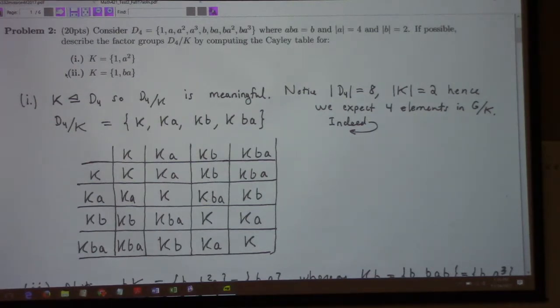Number 2. You can interrupt if you have questions at any point, okay? Otherwise, I will just forge ahead. Here, this is the center of D4, which we've played with a fair amount. We know that's a normal subgroup from our previous experience. Anyway, so that's normal, and so the factor group is meaningful. Given that the order of the dihedral group, this is the octic group, right, is 8, and the center has order 2, we expect 4 elements in the factor group. And here they are, K, Ka, Kb, and Kab.